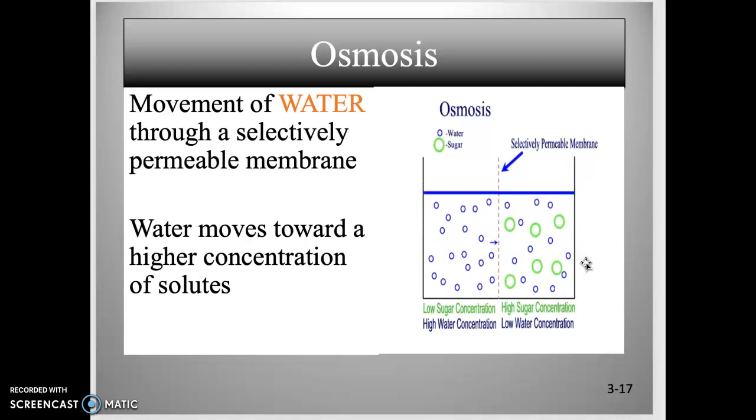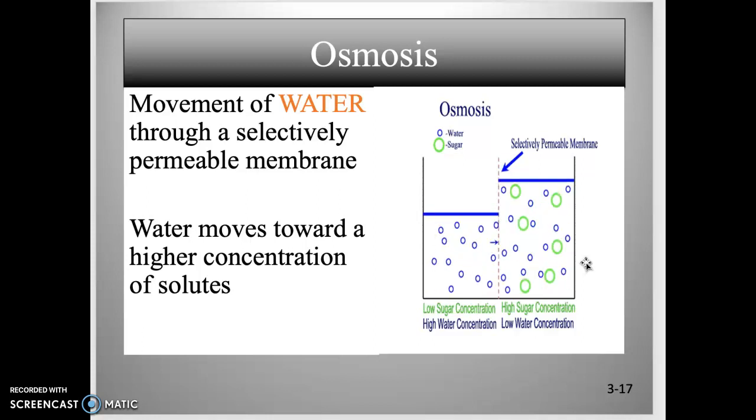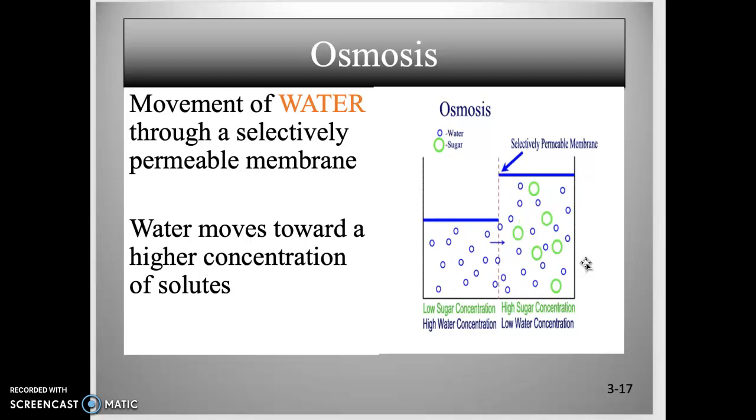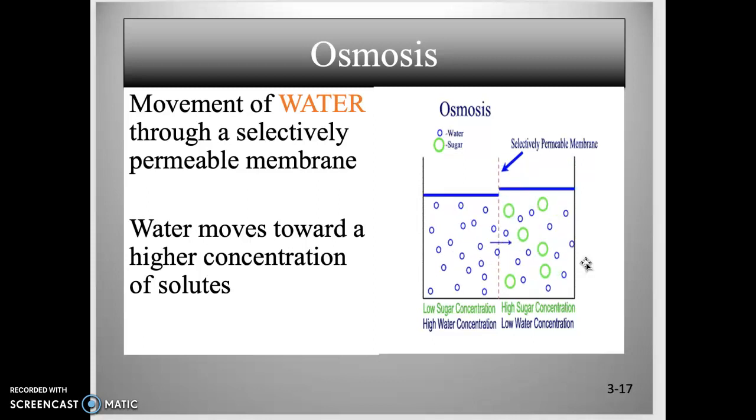But look at the water molecules. The water molecules can move across that cell membrane. No concept has changed here. The diffusion of water is called osmosis. And what ends up happening is water, just like the other materials we talked about, glucose, sodium, potassium, oxygen and carbon dioxide, moves from high concentration to low concentration.